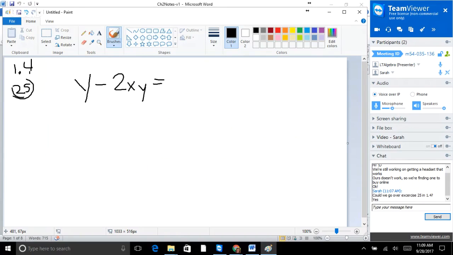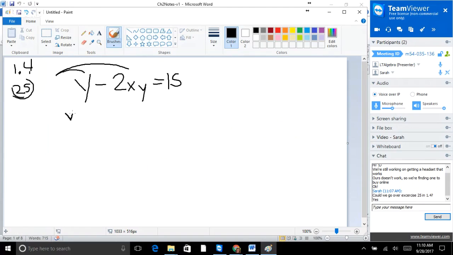Okay, so first we have to solve the equation for y, right? So this is one of those tricky ones where there's y in both terms, right? But they're not like terms, so we can't subtract them or add them together. So what we're actually going to want to do in order to get the y's together is pull y out of both of the terms, all right?